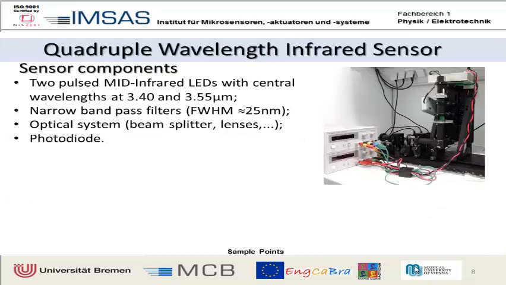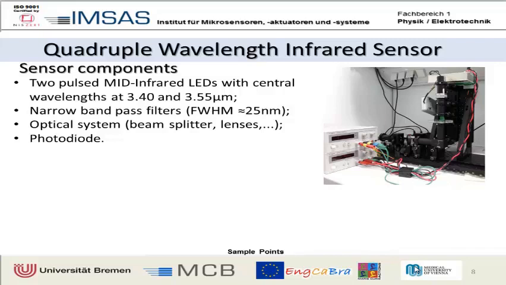Well, so how does the sensor look? We have infrared sources, 2 pulsed infrared LEDs with emission peaks at 3.4 and 3.55 micrometers. Then we have narrow bandpass filters for selecting 2 wavelengths from each LED. So that means 4 wavelengths in total. Then an optical system to guide the light into the sample.